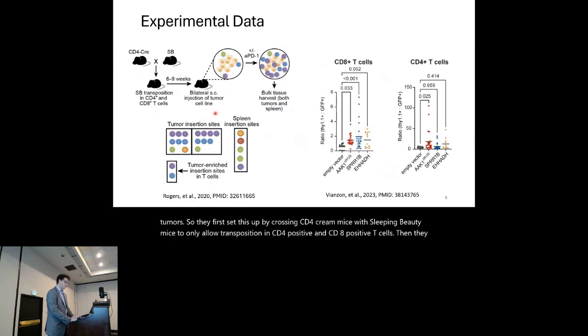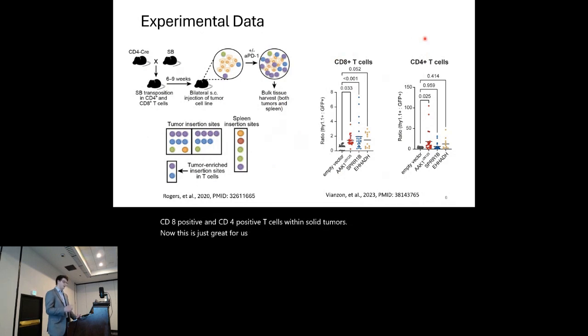Then they injected bilateral tumor cell lines and harvested bulk tissue consisting of both left and right tumors, as well as the spleen, and sequenced them. The idea then is to find common insertion sites that differ between the tumors and the spleens, where the T cells in the tumors are the cases, and the spleen, which holds a lot of the circulating T cells, would be our control. And an analysis of these insertion sites resulted in gene candidates, in which 3 genes, AAK1, SBRR1B, and EHHADH, were subsequently biologically validated as increasing the number of CD8 positive and CD4 positive T cells within solid tumors. Now, this is just great for us since we can use these validated genes as our gold standard.